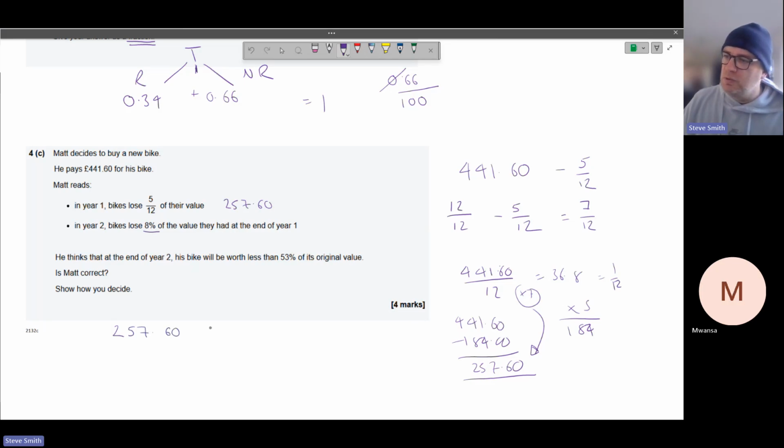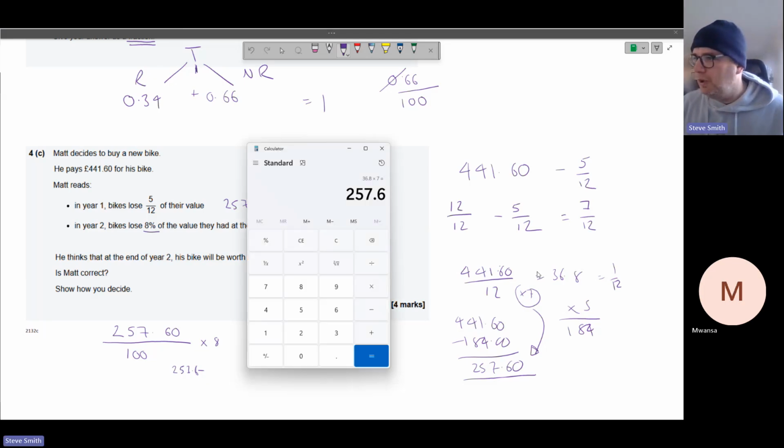In year 2, the bike loses 8% of its value again, and hopefully we can do the same sort of thing here. So if we go 100, take away 8, that equals 92. So it's retaining 92% of that value. I know it says it's losing 8%, which is absolutely fine, but we're retaining 92. So we've still got to do it one of two ways. We can divide by 100 to get what 1% is, times by 8, and then take that number away from 257.6. So let's do that way first.